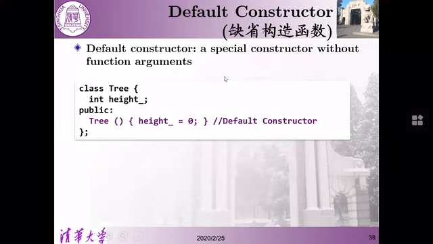Okay, then default constructor. A default constructor is a special constructor without function arguments. For example, it's like this. Let's select this. There are no function arguments for this constructor. Then this is a default constructor. Okay, then default constructor, we just remember it. No arguments, then it is a default constructor.